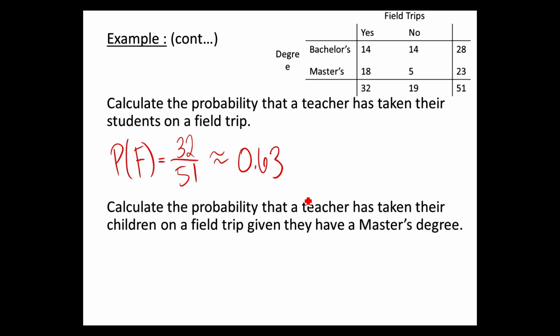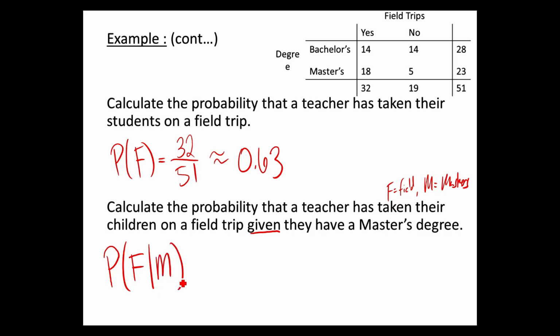Now, try this though. What's the probability that a teacher took their children on a field trip given that they had a master's degree? Given that they had a master's. So if F equals field trip and M equals master's, how would I denote this? I'm looking at the probability of what given what? M given F or F given M? Yeah, field trip given master's. So I'm looking for the probability of field trip given master's degree.